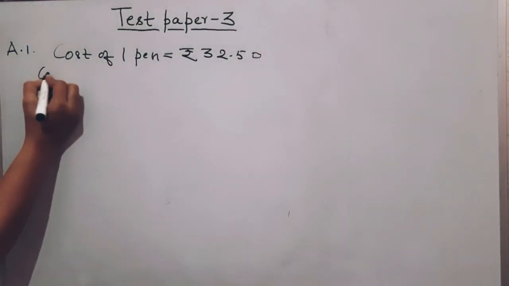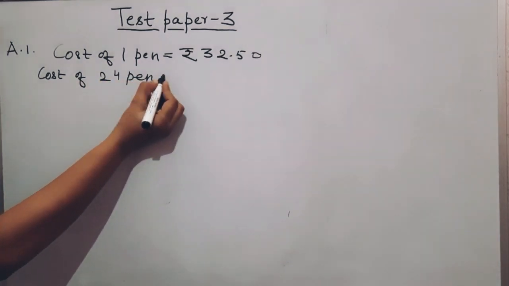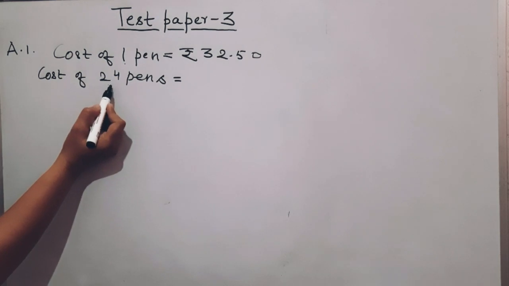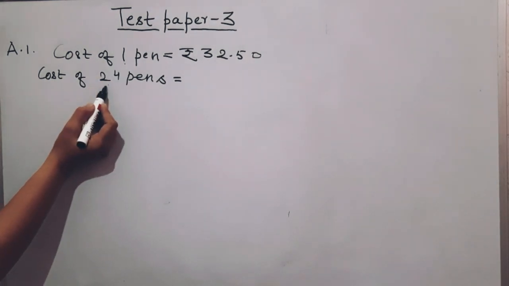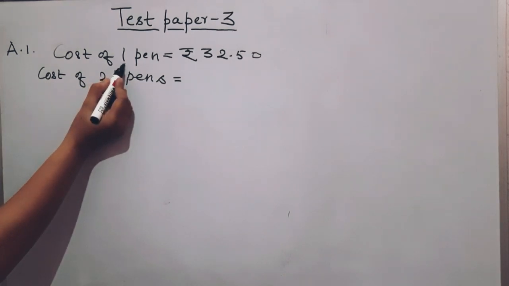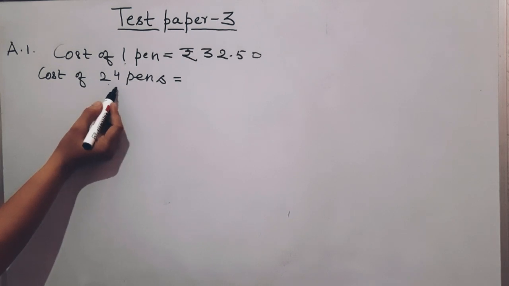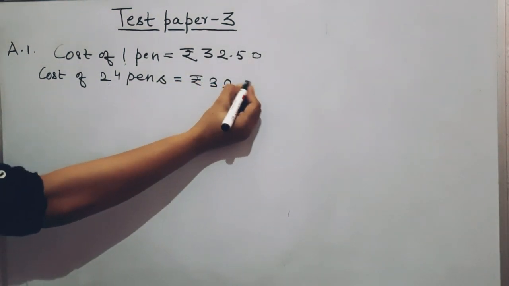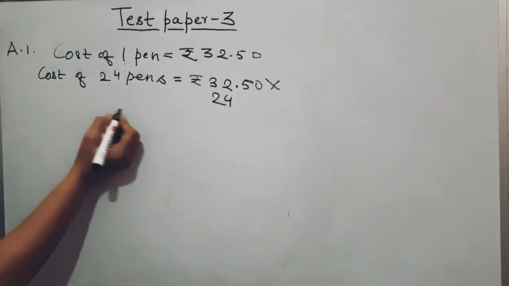Okay. Now the cost of 24 pens. Now we have to find out for 24 pens. For one pen it is given, you have to find out for 24 pens. So we already know that to get more value we have to multiply, because the value of 1 is given to you, you have to find out for more. So what you have to do? You have to multiply. So how will you find out the cost of 24 pens? The cost of one pen will be multiplied by the number 24.